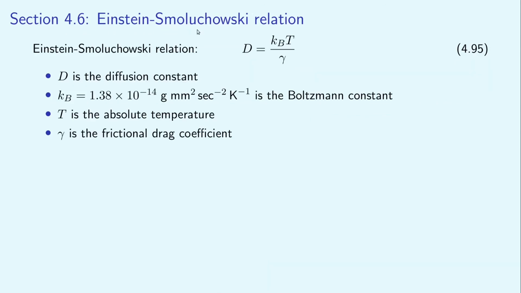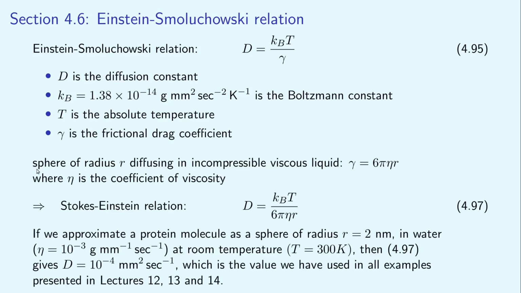The Einstein-Smoluchowski relation can be used to estimate the value of the diffusion constant d. To estimate the value of the frictional drag coefficient, we consider a sphere of radius r diffusing in incompressible viscous liquid. Then the frictional drag coefficient gamma is equal to 6 pi eta r. Substituting this formula into the Einstein-Smoluchowski relation, we obtain the Stokes-Einstein relation, that the diffusion constant d is kBT divided by 6 pi eta r.